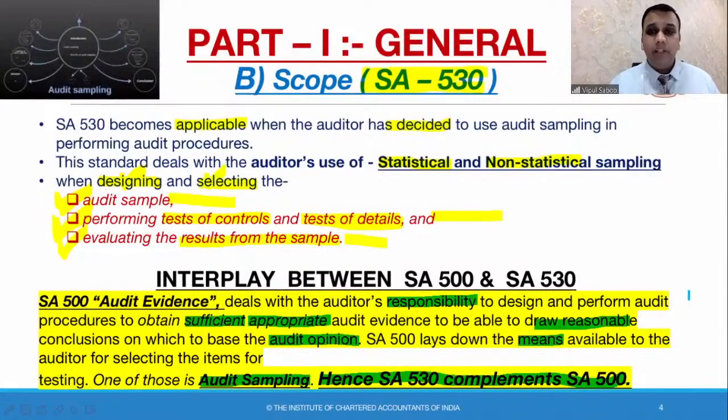Yes, Pooja, sampling is done by the auditor. Let's move ahead after the scope.